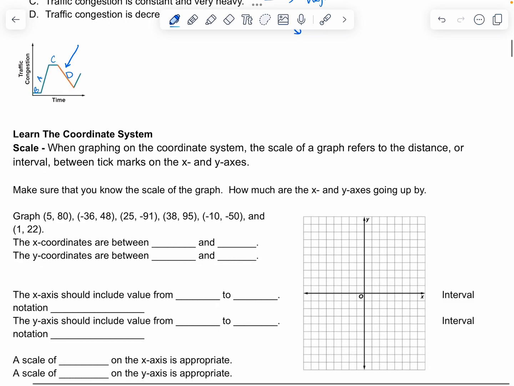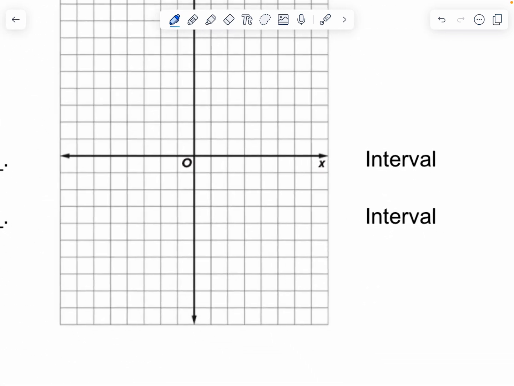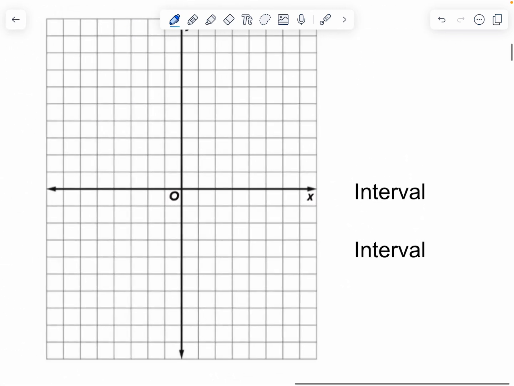Scale. Now, you probably already know this, but scale. When graphing in the coordinate system, the scale of a graph refers to the distance or the intervals between tick marks on the x and y axes. Well, a lot of times we think of 1, 2, 3, 4. 1, 2, 3, 4. -1, -2, -3, -4. So these are going up and down by 1. Well, what if what we're talking about is some number that's 800? Well, I'm not going to start on a graph that looks like this at 1, going up by 1s.